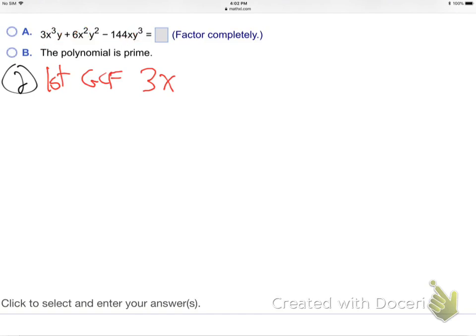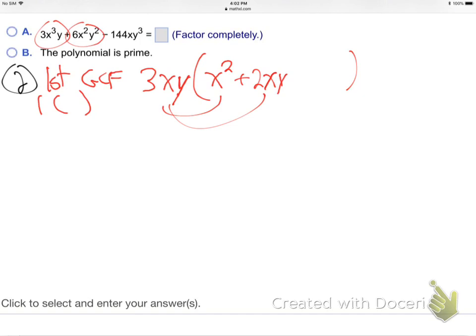And then what else? Do they all have a y? Yeah, they do. Take the lowest, which is just regular y. So you take out 3, and then the lowest x, and the lowest y. So 3xy, 1 big parenthesis, GCF parenthesis. What goes inside? Whatever works. This would be x squared, because if you multiplied that, it would go back to 3x cubed y, plus 2xy, because if you multiplied that, it would go back to that one, minus, I don't know, what is that, 48? Yeah, and y squared, because if you multiplied that, it would go back to that.